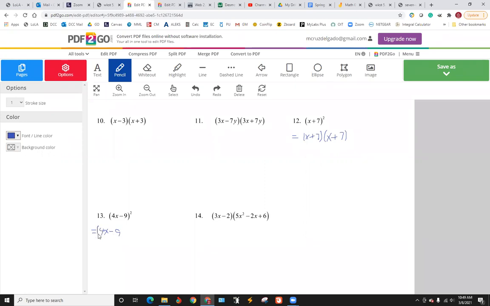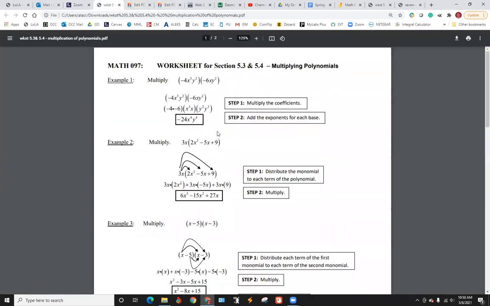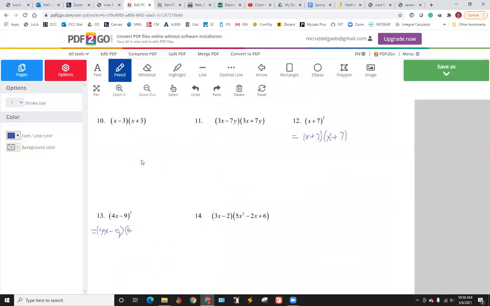But if you were to go and actually look at the book, in, what is it? Is it 5.4? They call it something like special forms or something like that. And these 10, 11, 12, and 13 are called special forms.